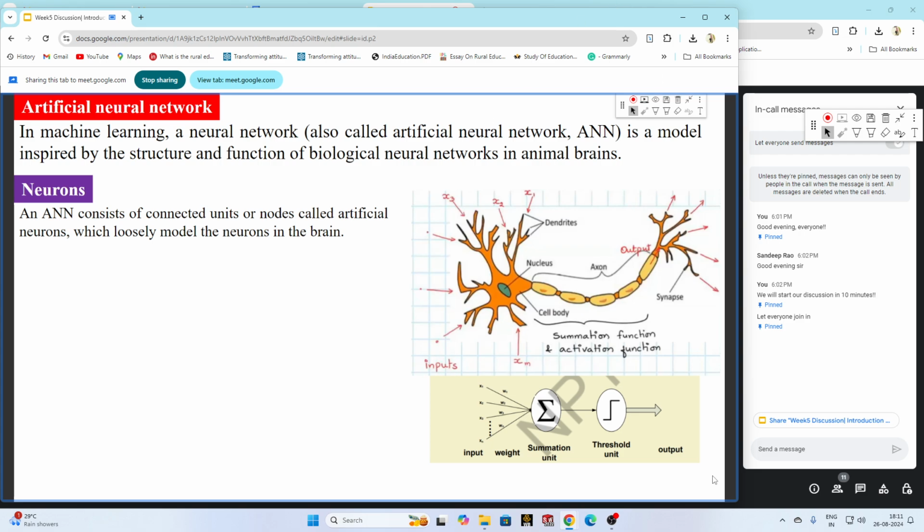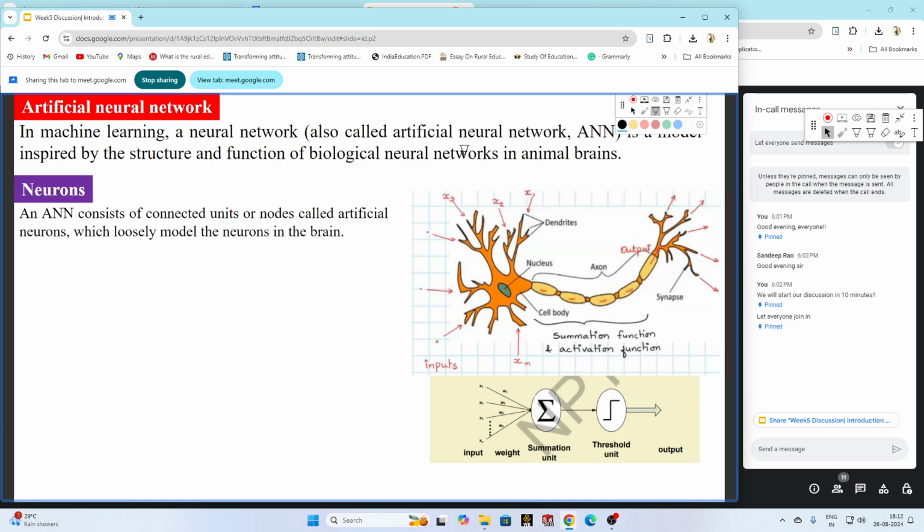Here is a picture of a biological neuron. You can see some of the parts: these are dendrites, this is known as the nucleus, then this is the cell body in which the nucleus and dendrites sit. The information is then passed to the branch-like structure called the axon, and then there are outputs, and again a neuron will be connected like that. So this is the structure of a biological neuron.